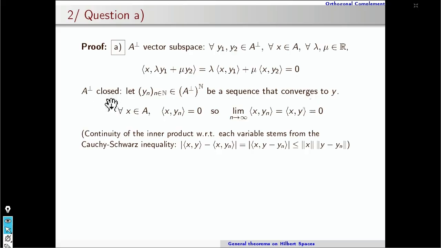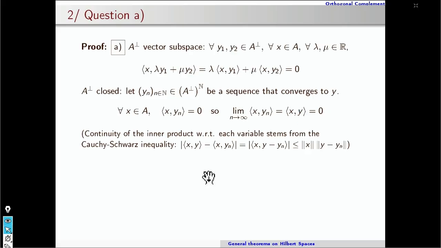Let us now show that it is closed by considering a convergent sequence with limit y. Each element is in the orthogonal complement, so the inner product is 0, the limit of 0 is 0, and by continuity of the inner product with respect to the second variable, one has that the limit of those inner products is equal to the inner product of x with the limit of the sequence.